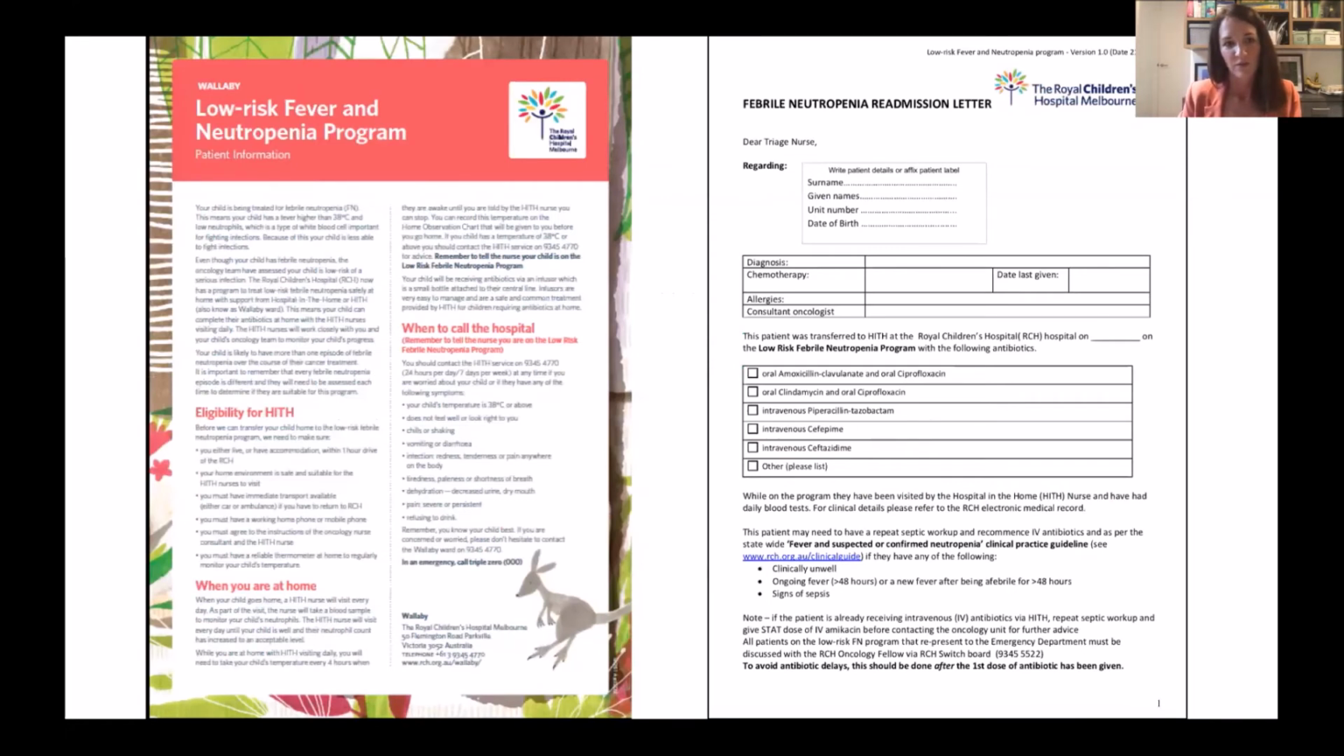This is an example of the education material that we provide to the family. So it's a list of things that they need to be aware of, but we also give them a readmission letter, and that perhaps is less relevant for patients that will only ever come back to the same paediatric hospital for all their care, and maybe more relevant for adult patients that might be disseminated more widely from the original hospital that sent them home. And it's really just to alert clinicians as to why they're coming back in.